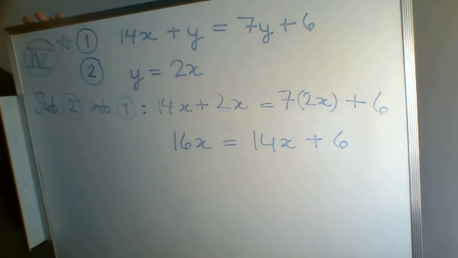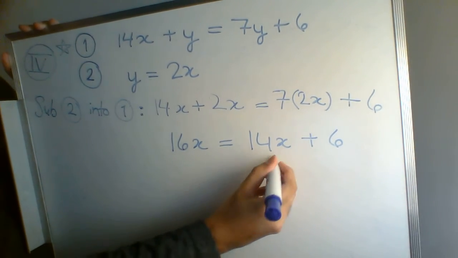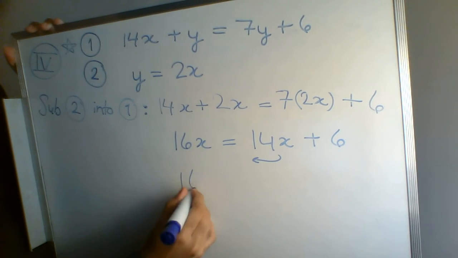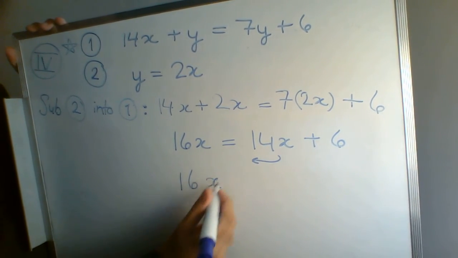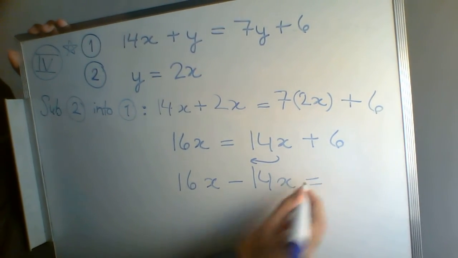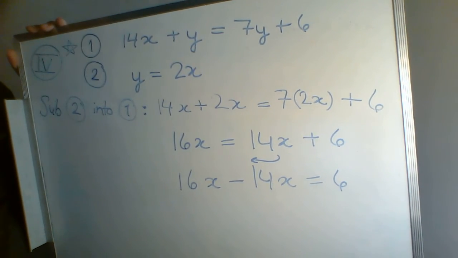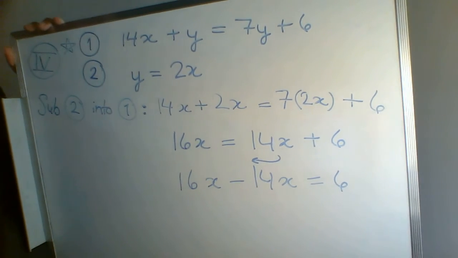Now we're back to just an equation with a single variable. I don't want the x's to be on both sides, so I'm going to bring the 14x over to the left side, and that'll mean it becomes negative when I bring it across the equal sign, because it was positive over there. So we end up with 16x minus 14x equals, and the only thing left on the right hand side is 6.